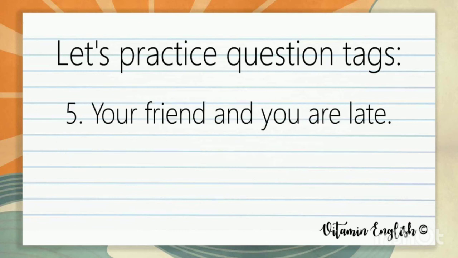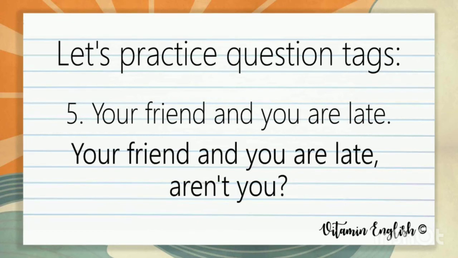The next one is, your friend and you are late. What is the full statement, including the question tag? It is, your friend and you are late, aren't you? This one uses the plural you for the subject, as it's talking about two people.